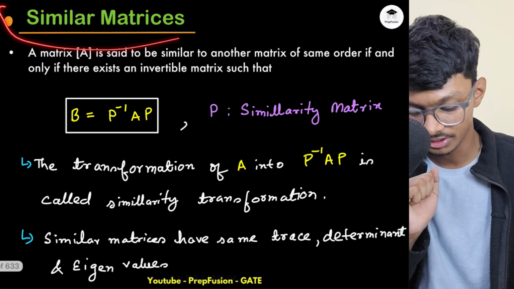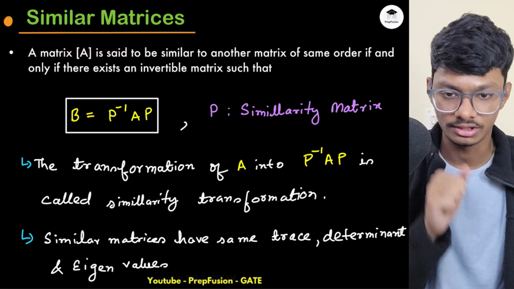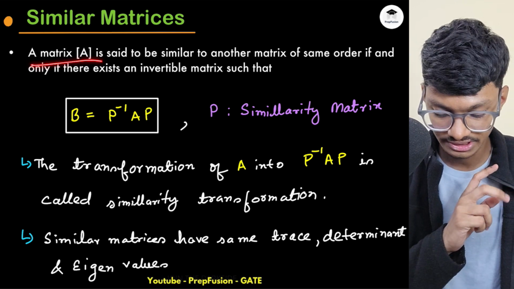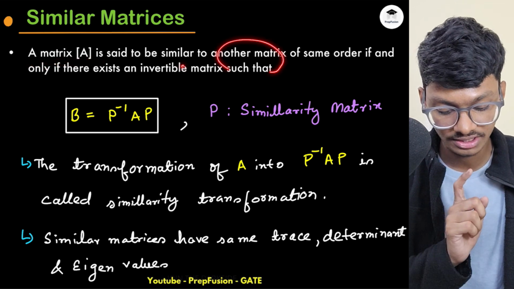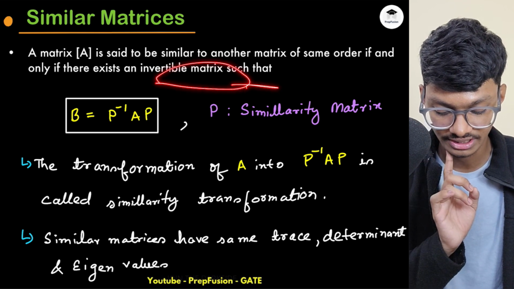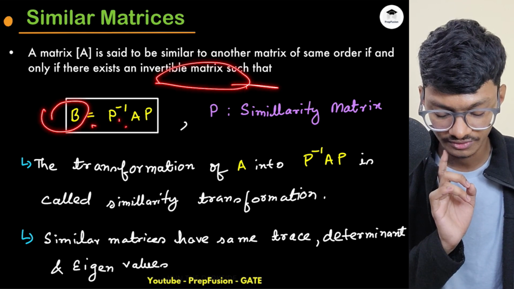Okay, so now let's come to this miscellaneous topic. The first one is similar matrices. So what are similar matrices? Basically, matrix A is said to be similar to another matrix B of the same order if and only if there exists an invertible matrix P such that B equals P inverse A P.